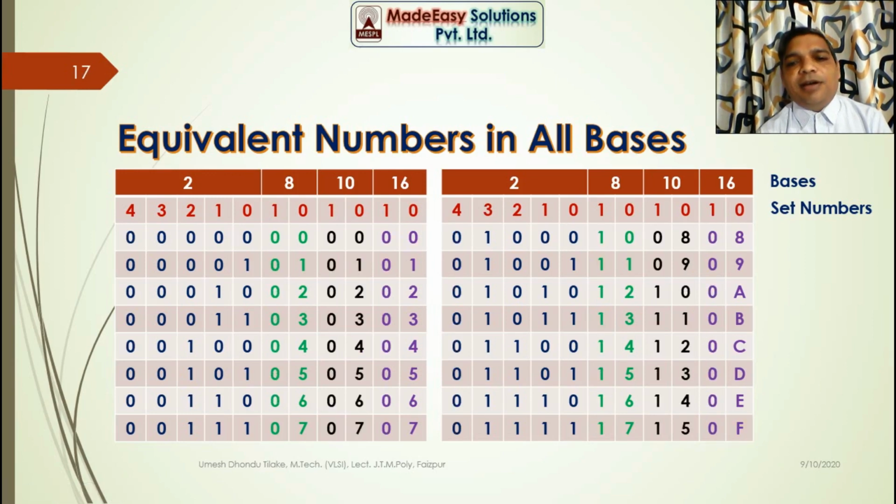Now you can compare all the numbers written in different bases. That means 00000 in binary is equal to 00 in octal, 00 in decimal, 00 in hexadecimal. Next, let's come to the next number. 00001 in binary is equal to 01 in octal, 01 in decimal, 01 in hexadecimal. See over here, 00111 in binary is equal to 07 in octal, 07 in decimal, 07 in hexadecimal.